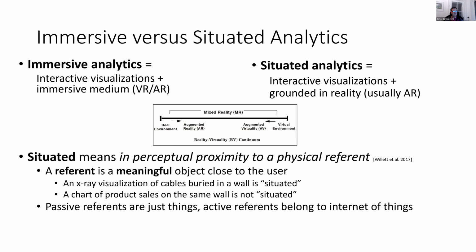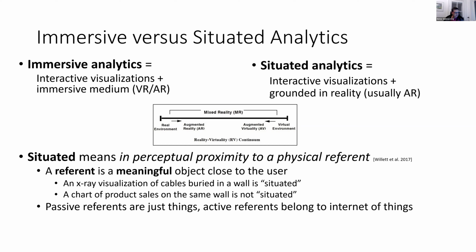Whereas if on the same wall we put a web page or a chart of product sales, it has no meaningful connection to the wall. Therefore, it's not situated. So all these advertising videos for the HoloLens where they put web pages on the wall, it's all nice and good, but I wouldn't call that a situated visualization.